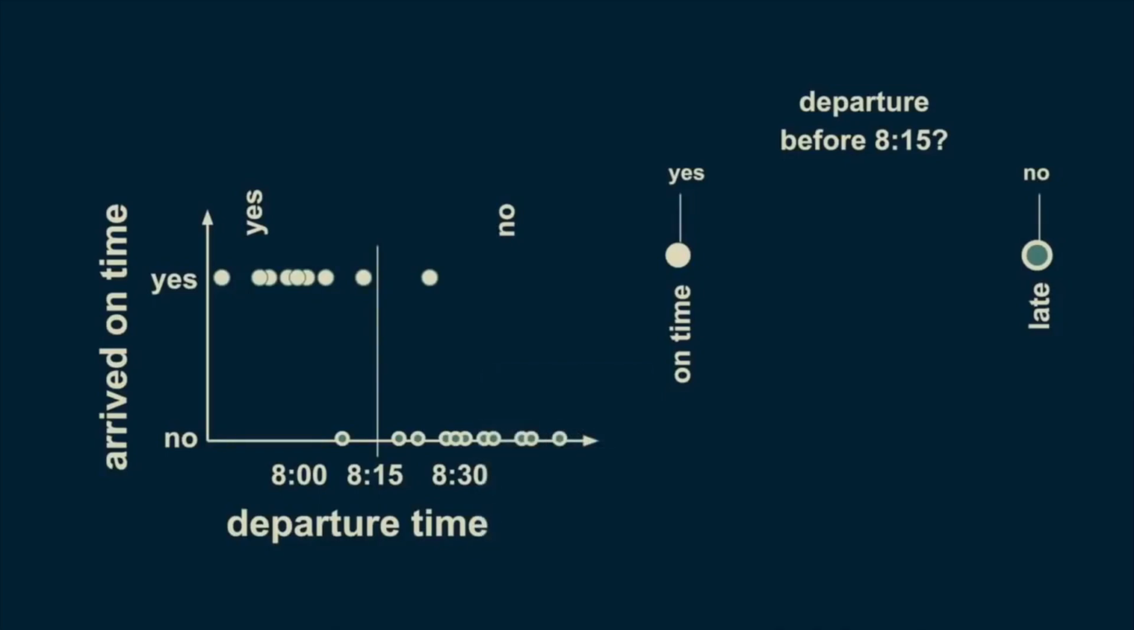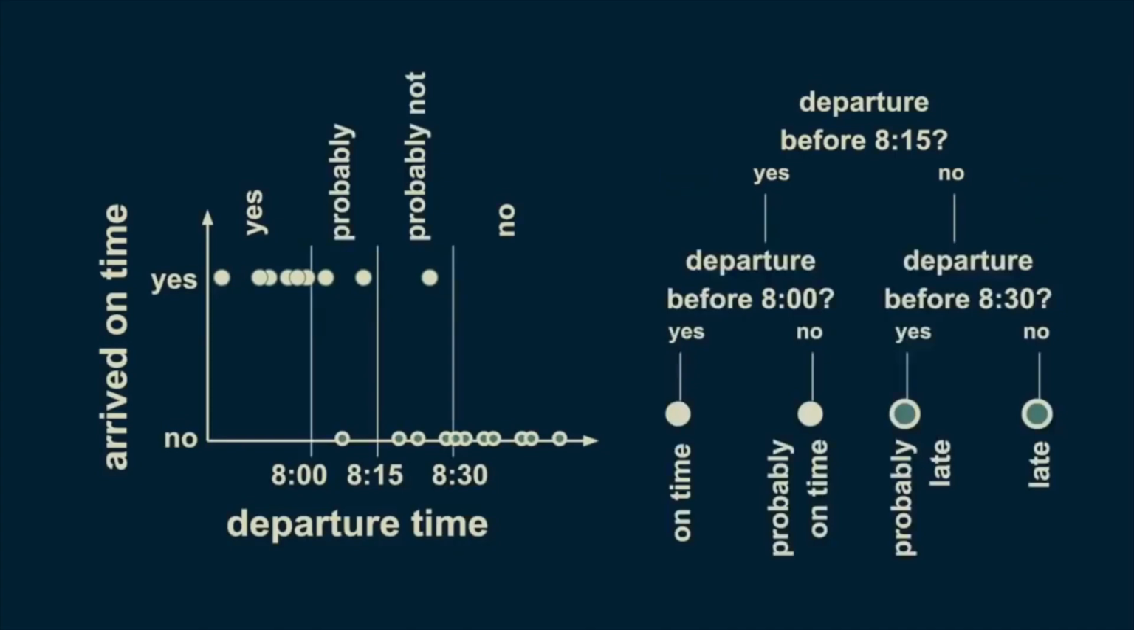We can refine our estimate of punctuality by subdividing both the before 8:15 and the after 8:15 branches. If we add additional decision boundaries at 8 o'clock and 8:30, then we can divide up our arrival estimate more fully. Those before 8 o'clock are confidently on time. Those between 8 and 8:15 are probably on time, but not guaranteed to be so. Similarly, departure times after 8:15 can be divided into those after 8:30, which are almost certainly late, and those before 8:30, which still have a small chance of being on time.